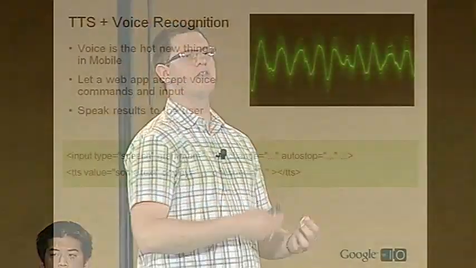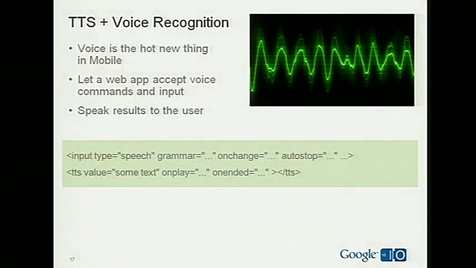How do you get data out? How do you speak results back? How do you say, you know, turn left in 300 meters? Oops, you went too far. Make a legal U-turn when possible. We're going to provide an API that we call text-to-speech. You know, it makes sense, TTS.